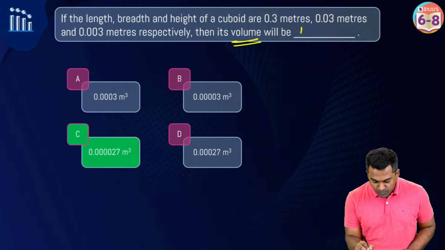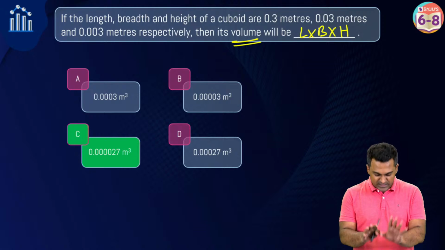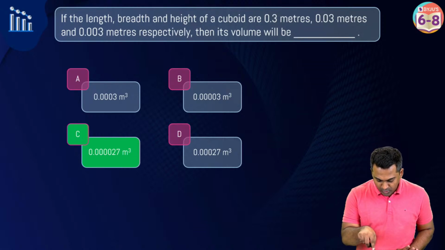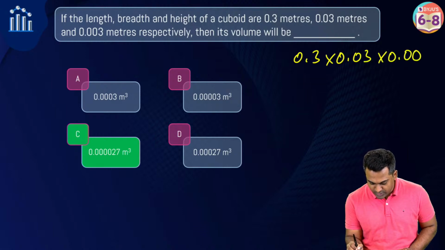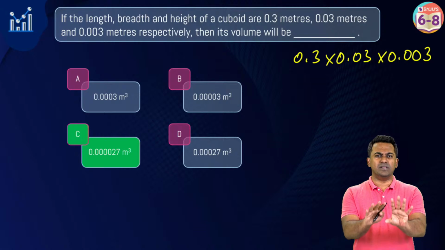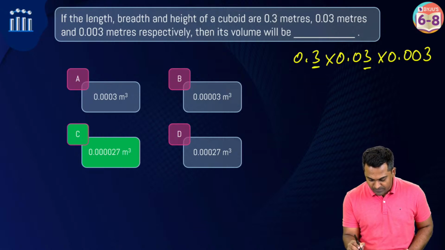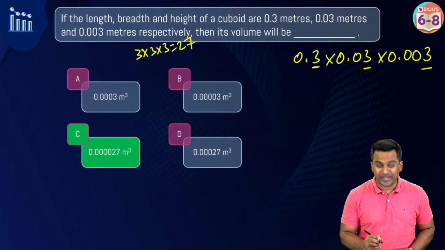Volume of cuboid will be length multiplied with breadth multiplied with height. So you have to eventually multiply all of these three. That's all. So look here. 0.3 multiplied with 0.03 multiplied with 0.003. First thing, forget about the decimals at all. 3 multiplied with 3 multiplied with 3. Just do this. And what you get is 27.